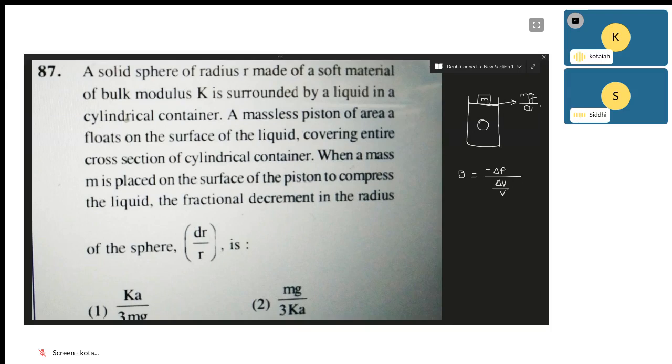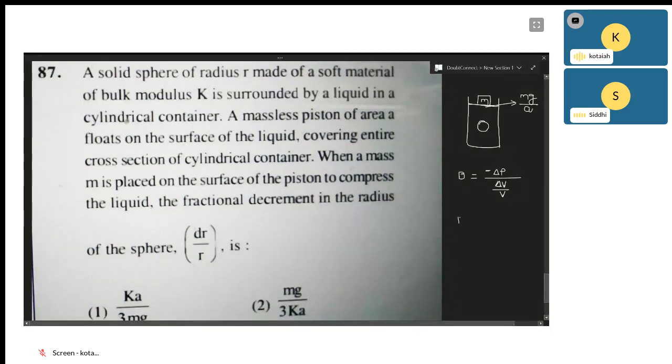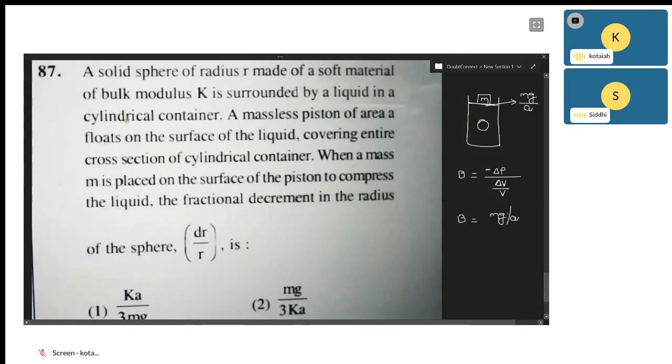Now, this pressure will be transmitted equally in all directions, yes or no? So that means initially there will be some pressure on the solid sphere. Now, when you keep the object, there will be some extra pressure that is nothing but mg by A. Now, can I say change in pressure is nothing but mg by A? Correct. So I can write B is equal to mg by A. Now I don't bother about the minus sign. Minus sign is just an indication that as pressure increases, volume will decrease. That is the meaning.